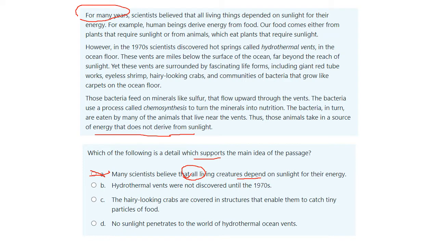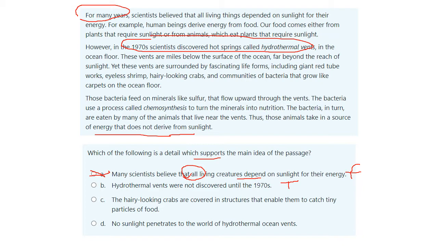B, hydrothermal vents were not discovered until the 1970s. Well, that is true. It's from the second paragraph. They did discover the hydrothermal vents in the 1970s. So whilst A is false, B is true, but does it support the main idea of some animals not getting energy from the sun? I'm not sure that it does.